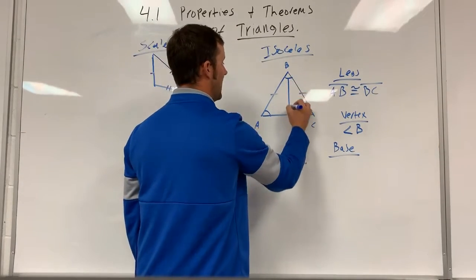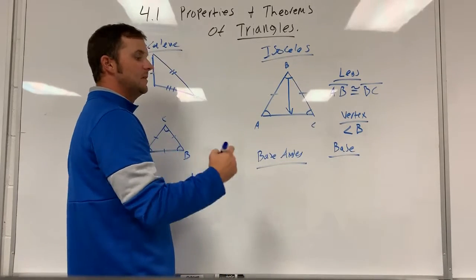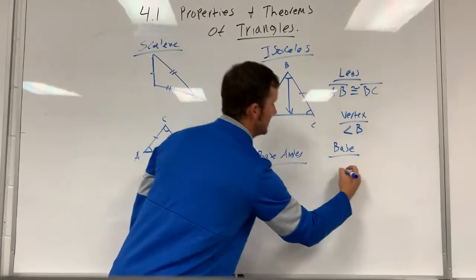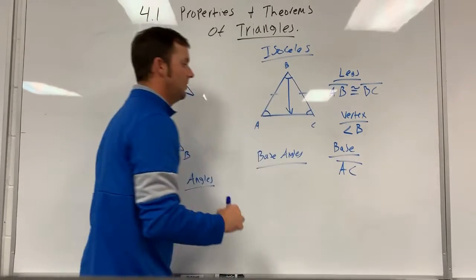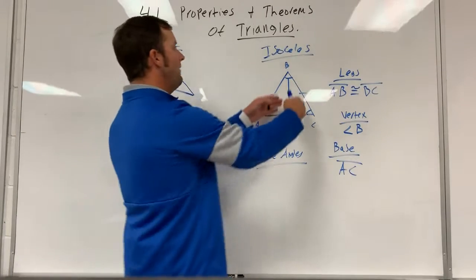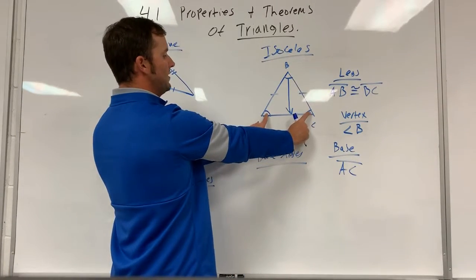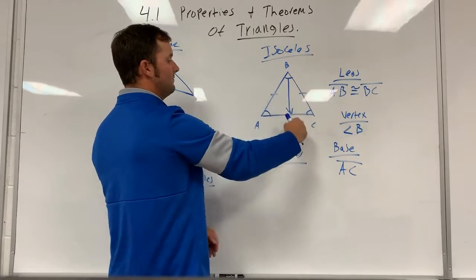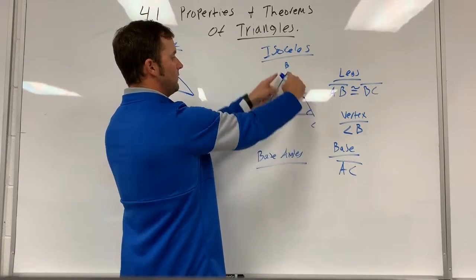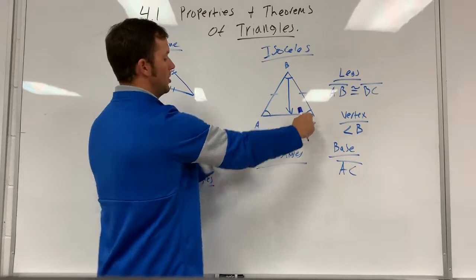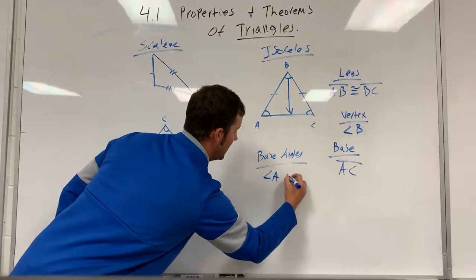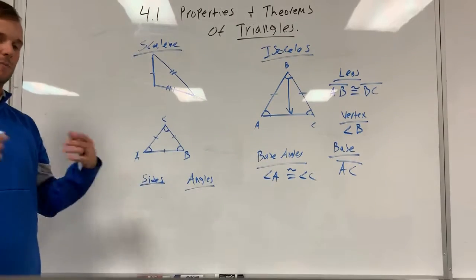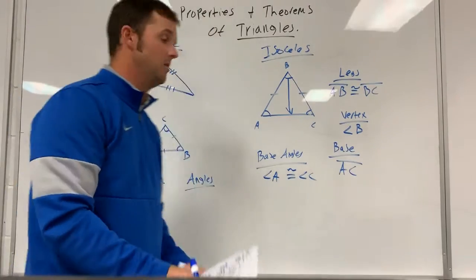Opposite of that vertex, the side opposite of that is going to be known as your base. So opposite of the vertex is going to be your base. So side AC is going to be your base. And whenever you have an isosceles triangle, something special happens down on the two base angles. So opposite of the vertex are two base angles formed by the legs, and these two angles are going to be congruent. So angle A is going to be congruent to angle C. So that, ladies and gentlemen, are special things that happen with an isosceles triangle.